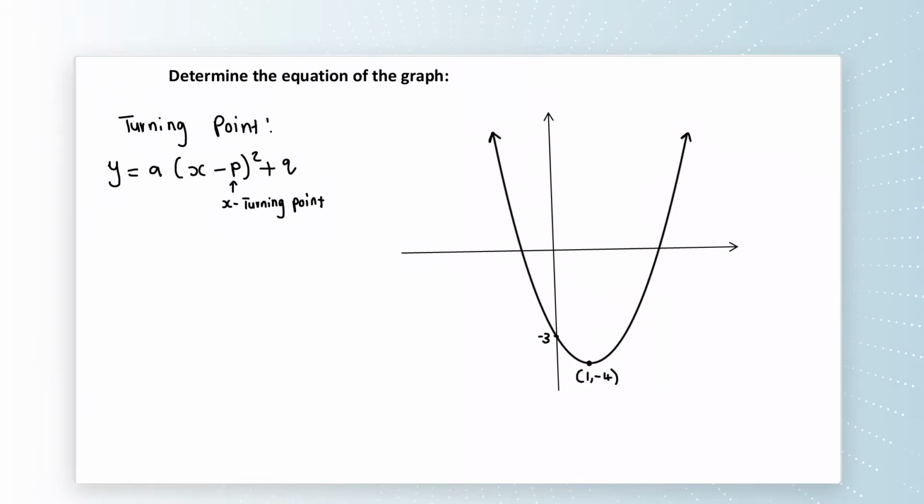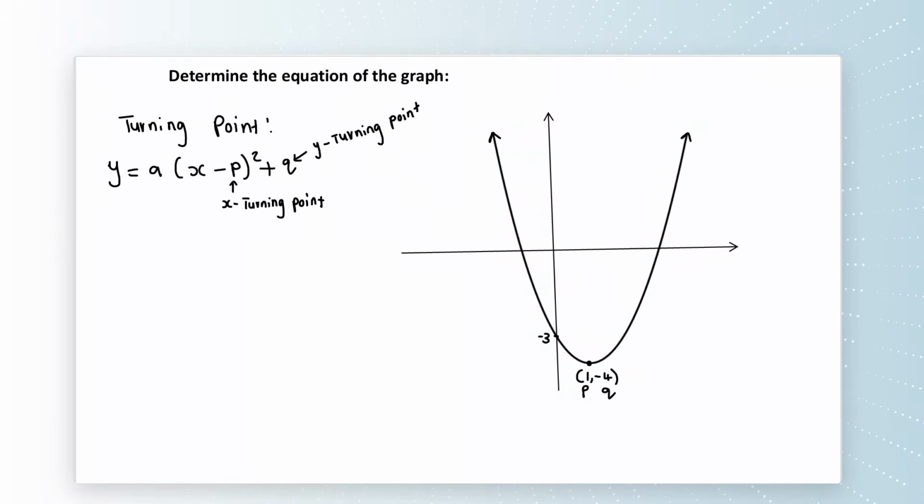P is the x coordinate of the turning point, meaning our P is going to be 1 there. And then Q is the y coordinate of the turning point, meaning minus 4 there is going to be our Q. So the goal again is to work out the value of A, where we're going to get X and Y.